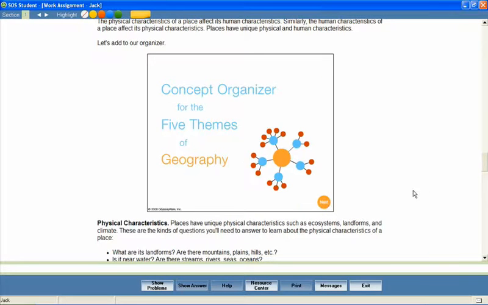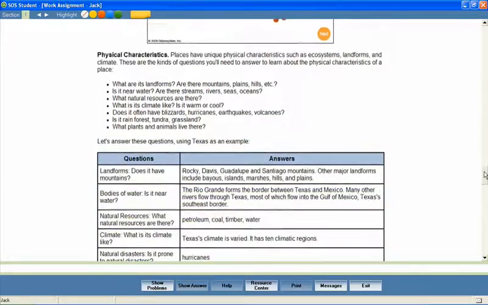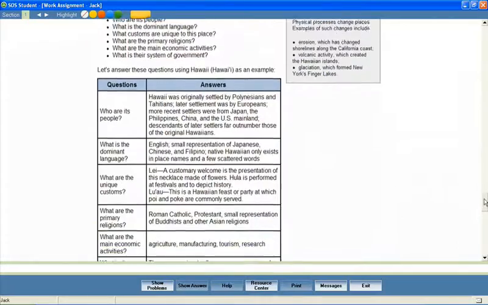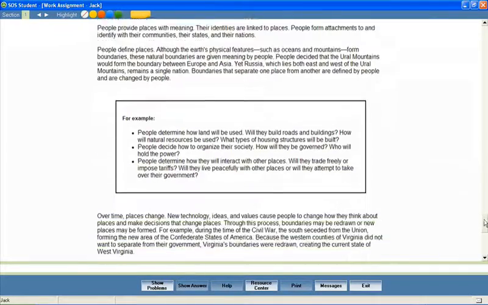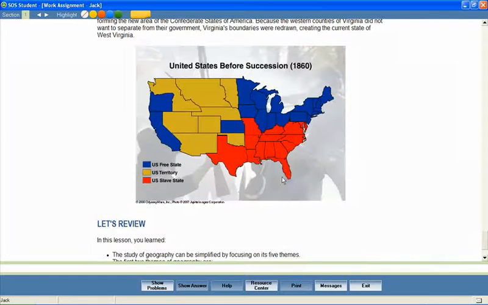A variety of audio-visual presentations, including videos, slideshows, and animations, provide reinforcement of lesson content. Animations like this one may help your students better understand difficult concepts.